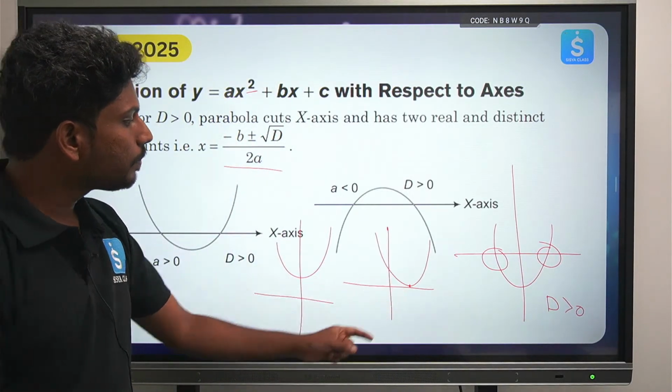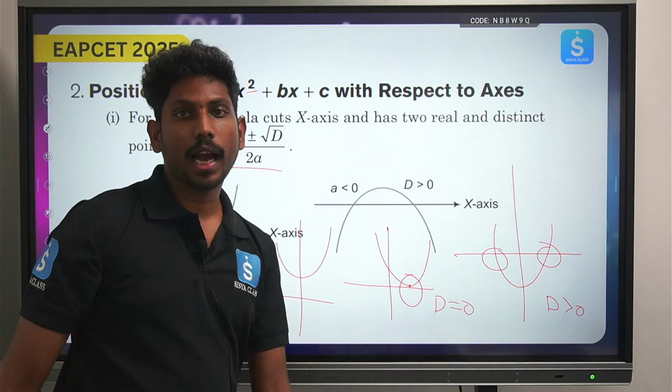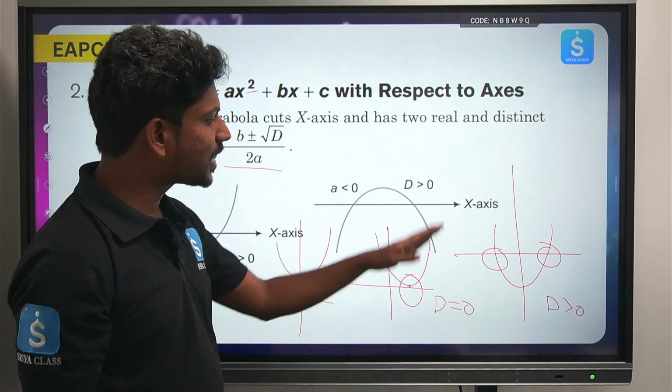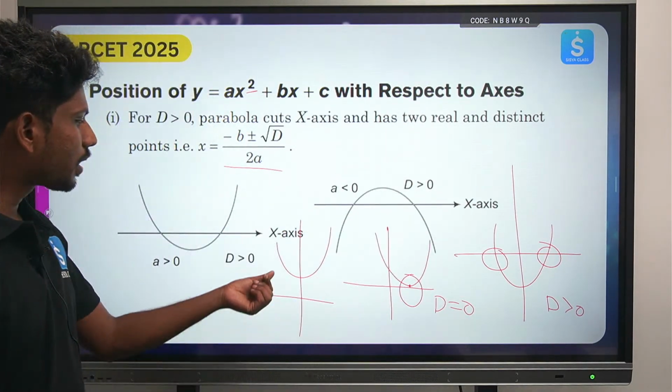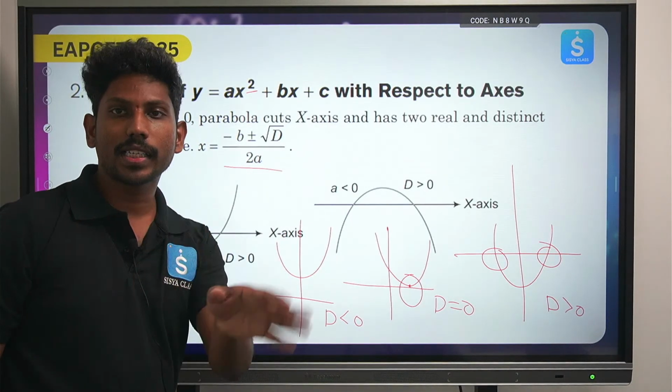Now here, if you see, the discriminant is equal to 0. That time we have 2 equal roots. That means it is touching the x-axis at only one point. But if you see here, the discriminant is less than 0. That means it is never intersecting the x-axis.